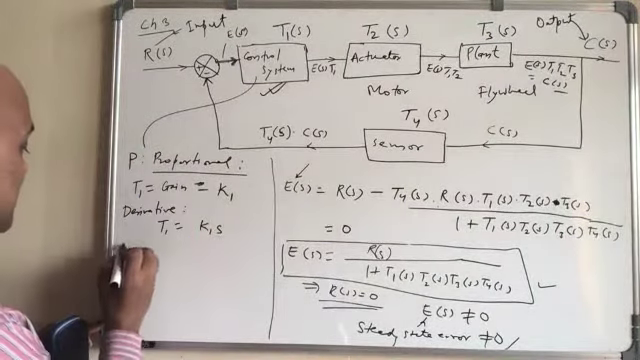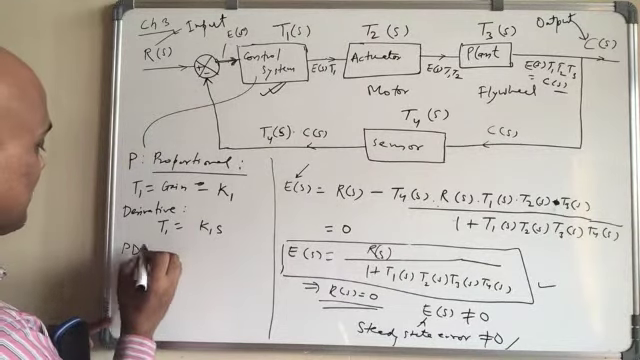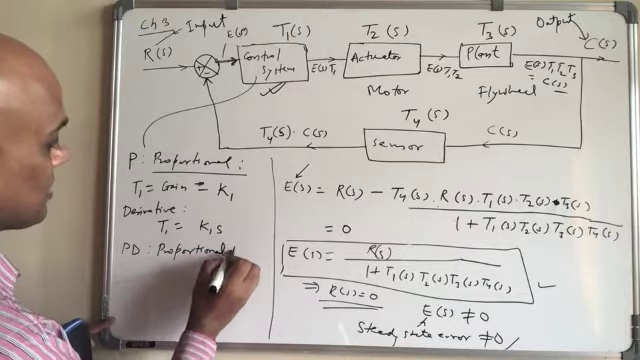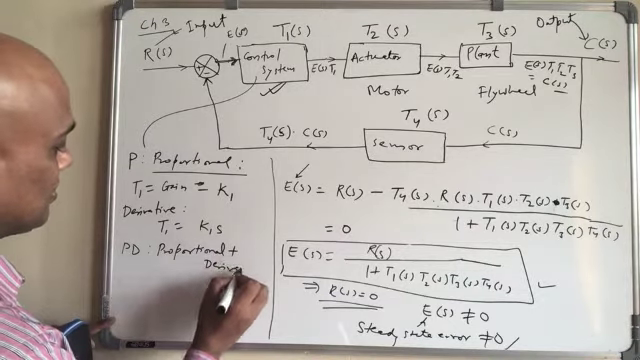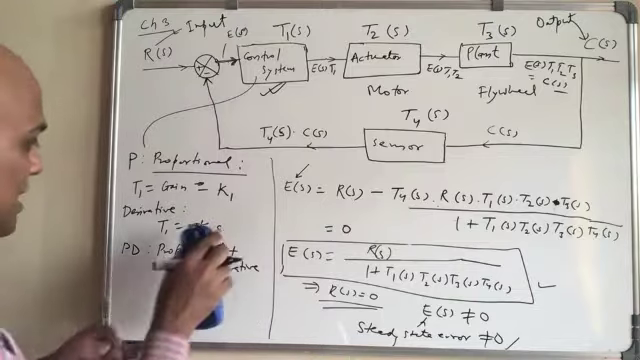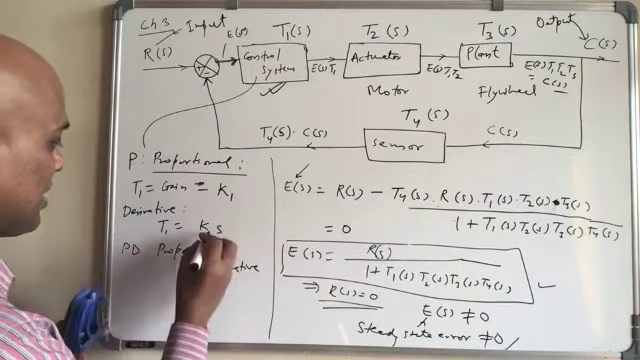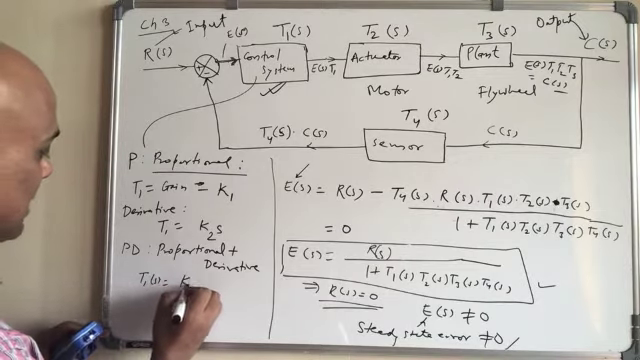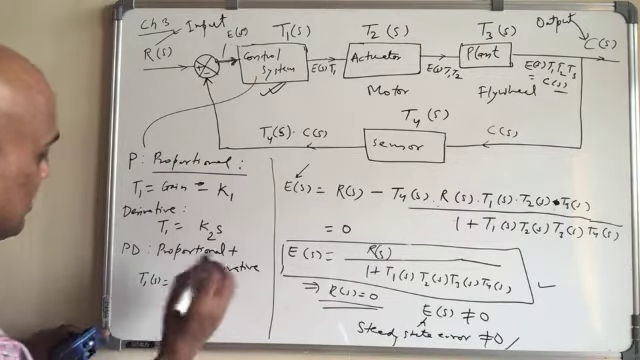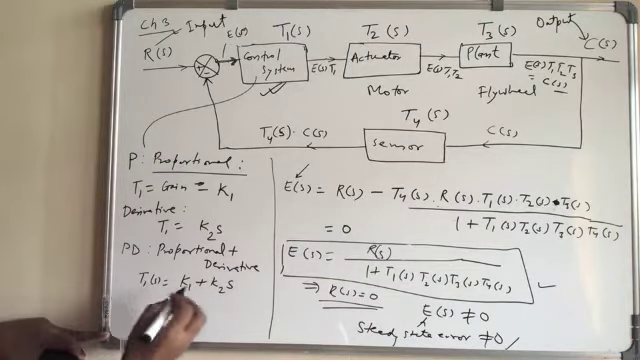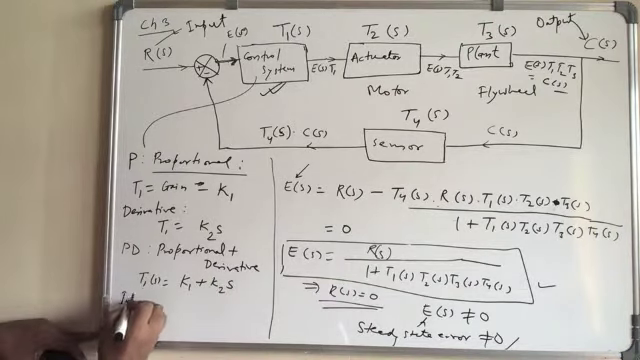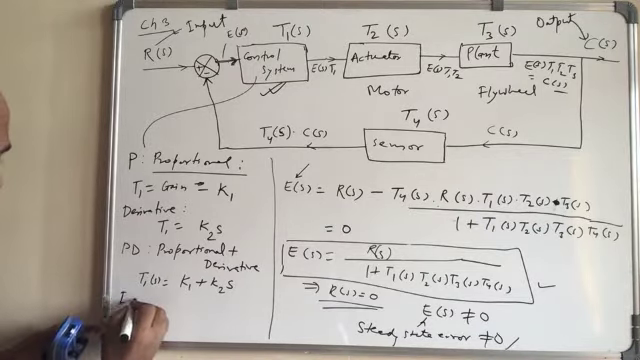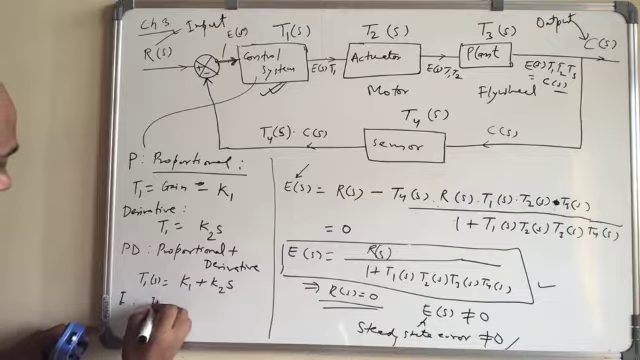Then it could be PD, that really means proportional plus derivative. So maybe I write here K1 and K2 S, and in this case T1(s) may be something like K1 plus K2 S. Then it could be integral, I for integral. So integral.